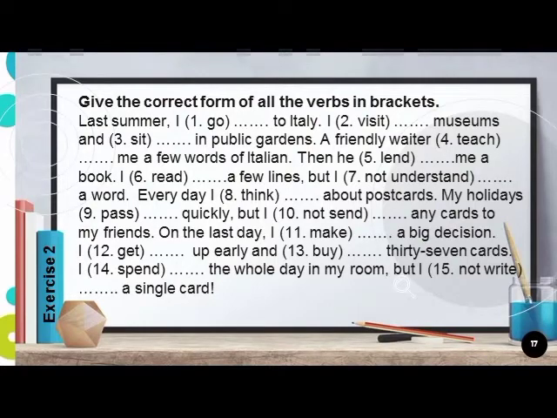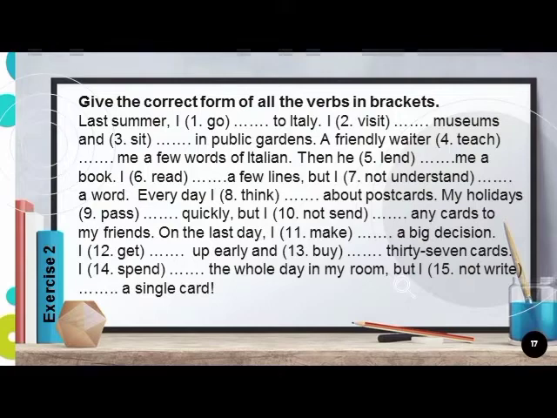The answers are: Last summer, I went to Italy. I visited museums and sat in public gardens. A friendly waiter taught me a few words of Italian. Then he lent me a book. I read a few lines, but I didn't understand a word.